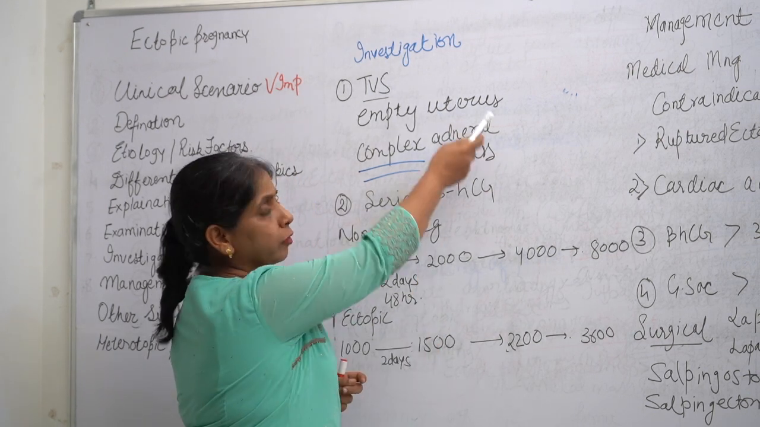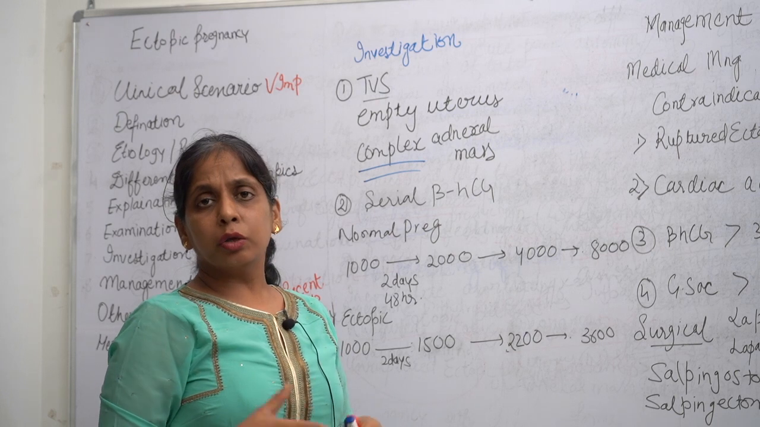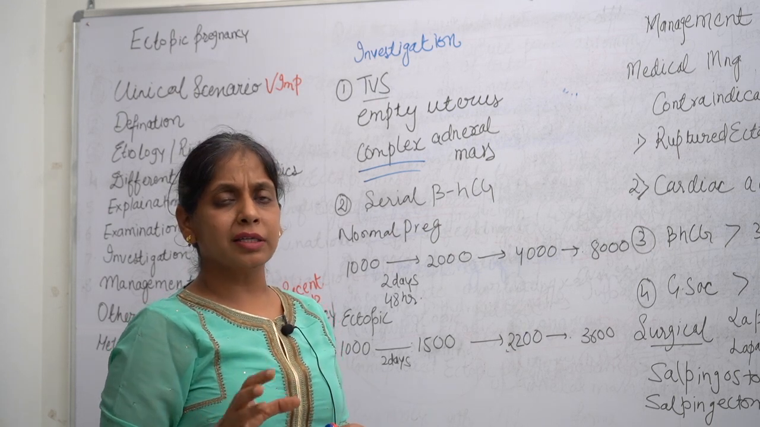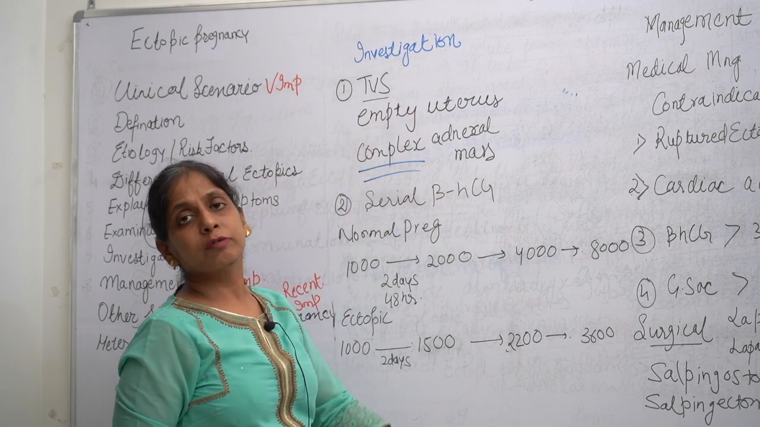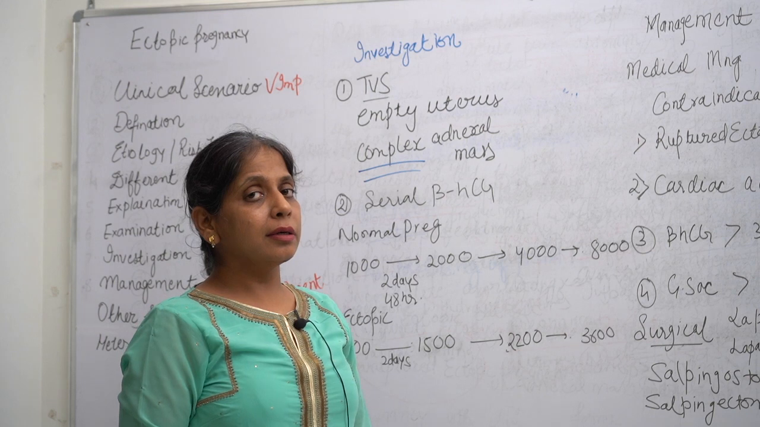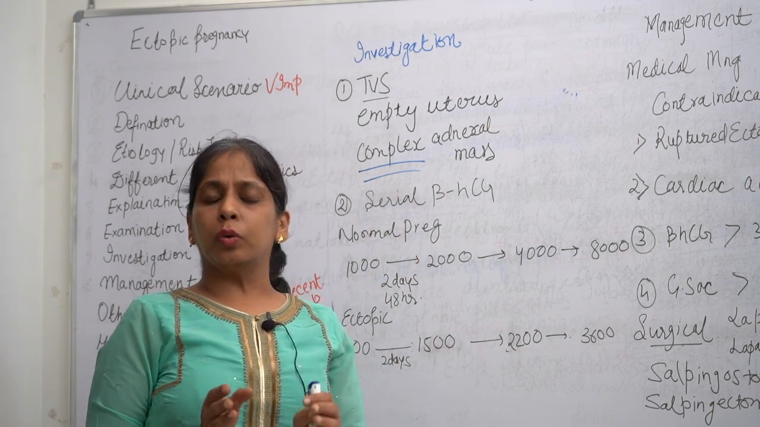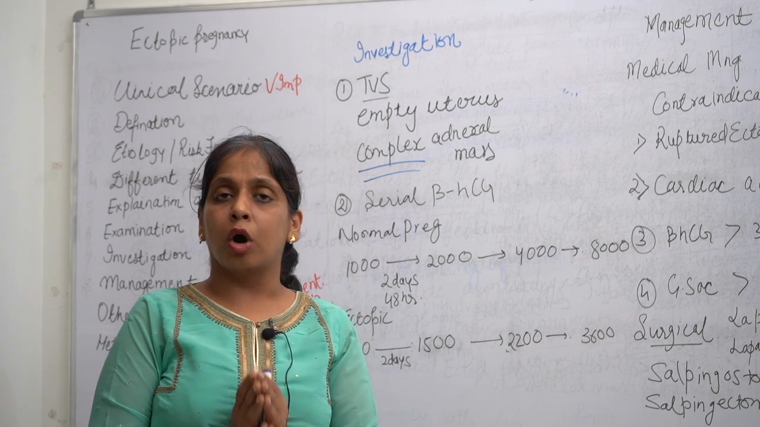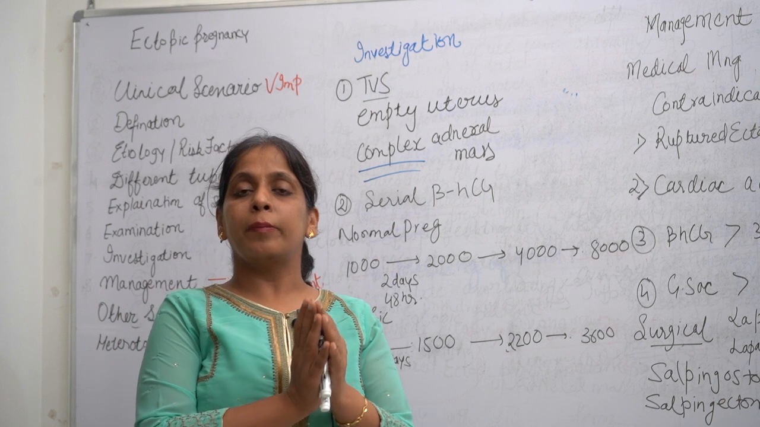Okay. Now if the ultrasound doesn't confirm your finding, you don't get all these findings, then another test which you can do is serial beta hCG. But the investigation of choice will always be the transvaginal scan. What is serial beta hCG? Now you know that this pregnancy is not a normal pregnancy. It is an ectopic pregnancy. It is in the fallopian tube.